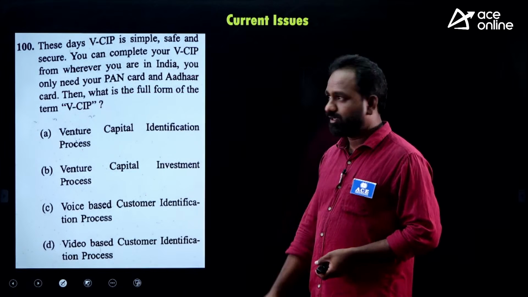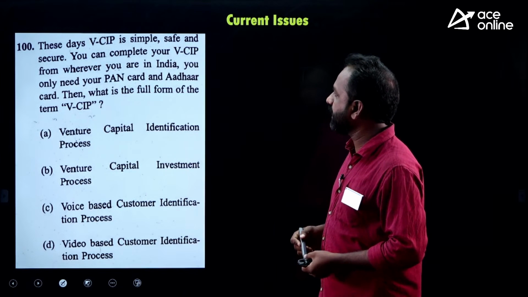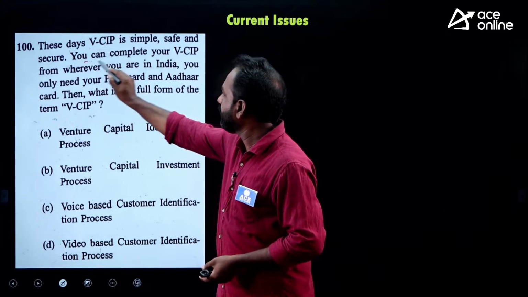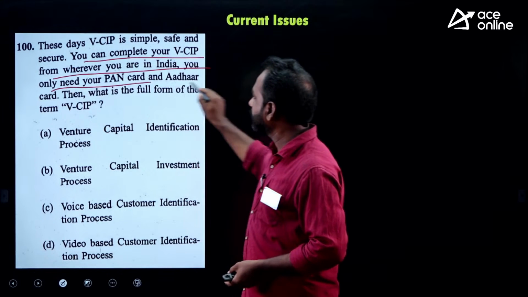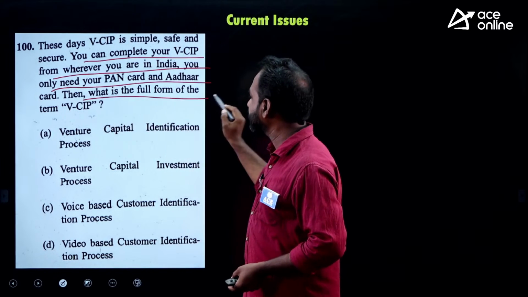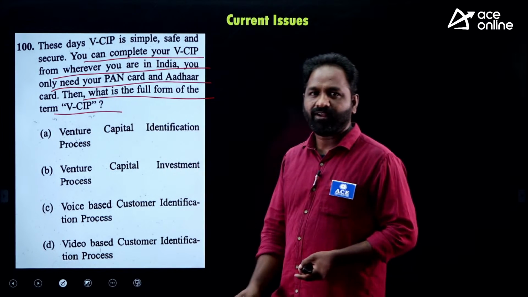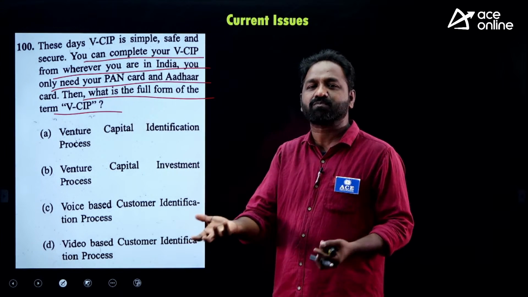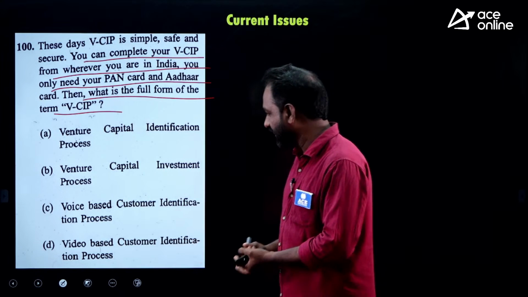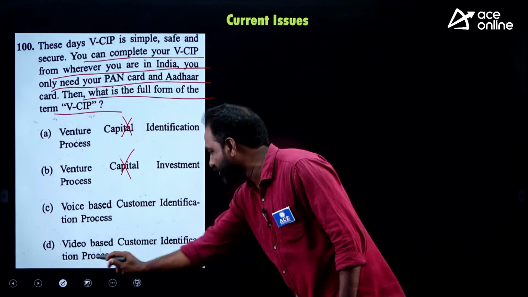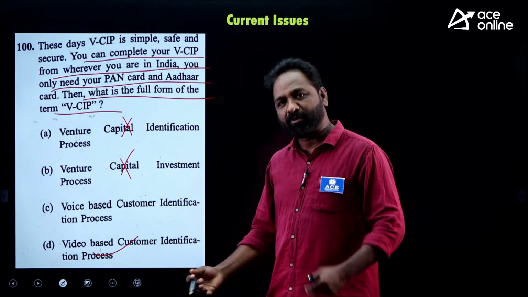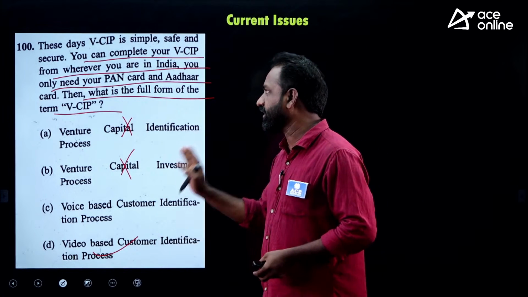The last question. These days VCIP is simple, safe and secure. You can complete your VCIP from wherever you are in India. You only need a PAN card, Aadhaar card. Then what is the full form of VCIP? When you are asking for Aadhaar card, PAN card, that is identification, not capital. So it is video based customer identification. By using some kind of common sense also, you can give the answer.